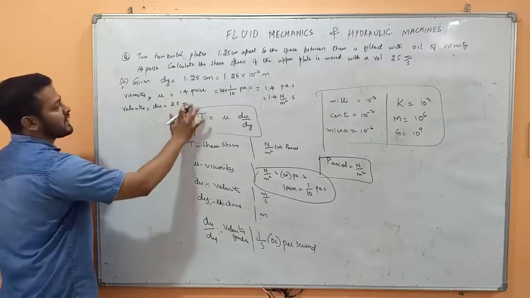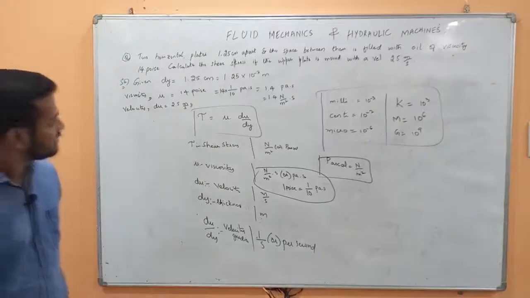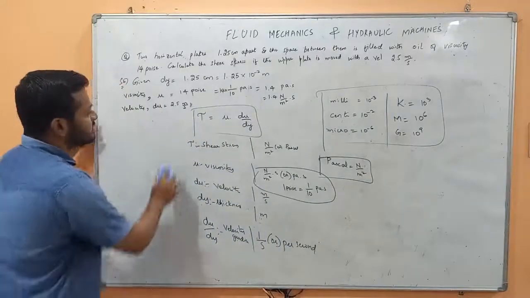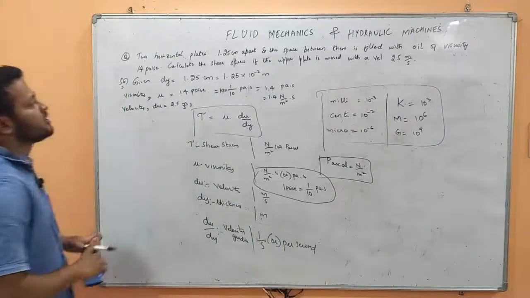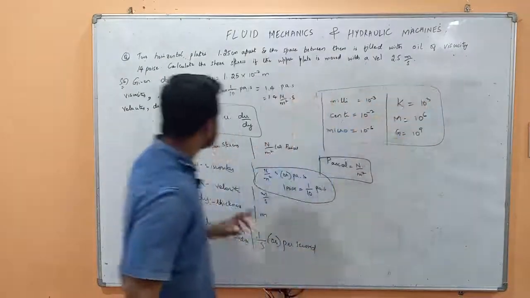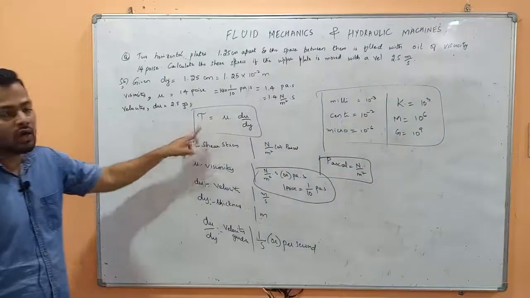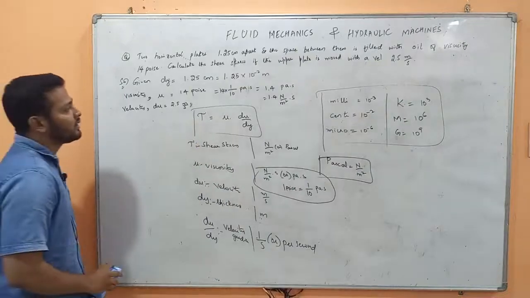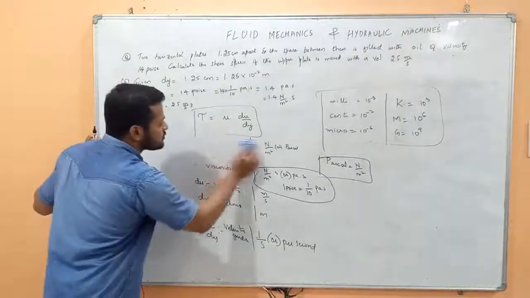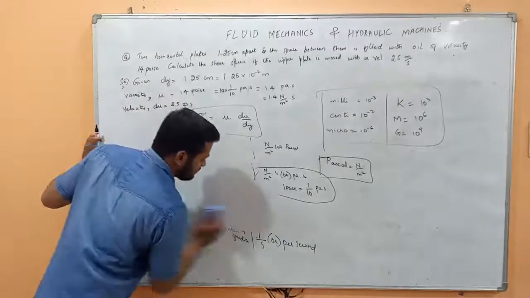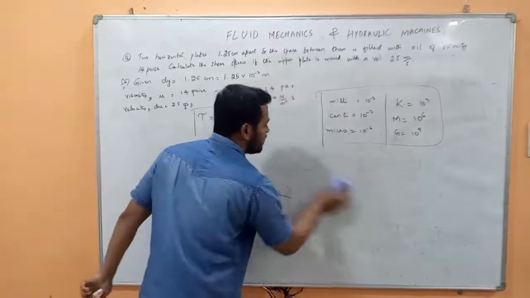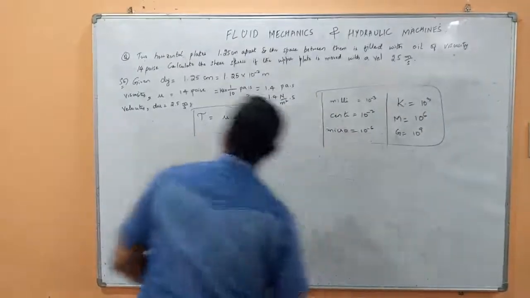This question has been asked in the previous exams for 5 marks. Only a 3-4 step problem, but it has been asked for 5 marks. So whenever you have the word viscosity in the question, you have to use the formula tau is equal to mu into du by dy, which is called Newton's law of viscosity. Now we will substitute all the given values in this formula.